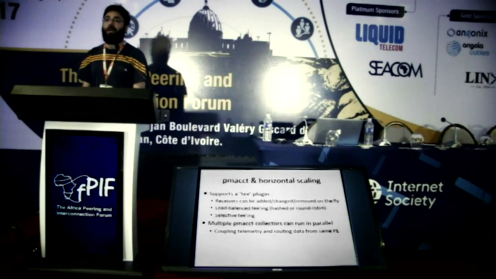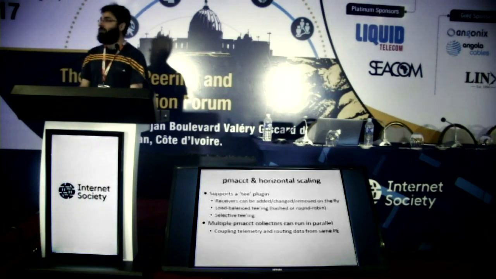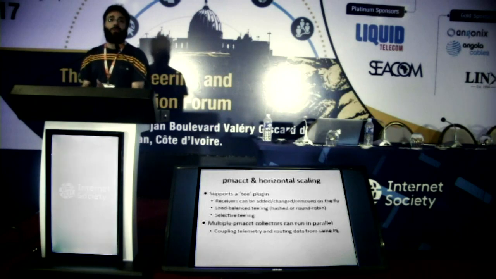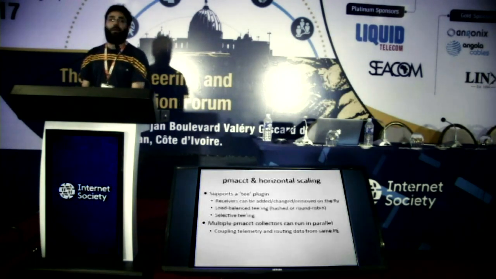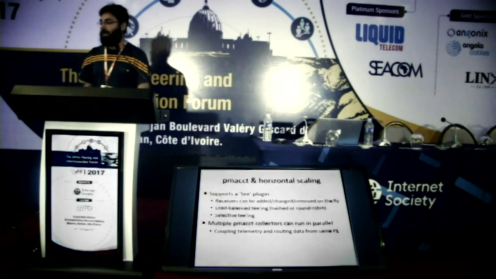The important thing is that, for example, if you are exporting multiple data sources at the same time, like flow telemetry and BGP, when you do this partitioning you also keep all the data sources together. So you point BGP and flows to the very same partition of the collector.